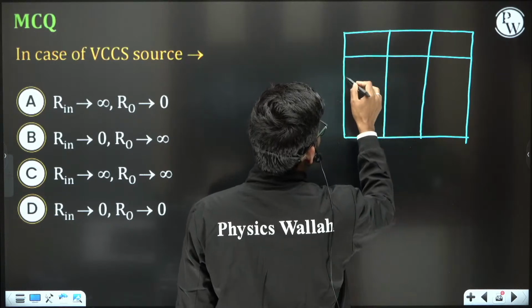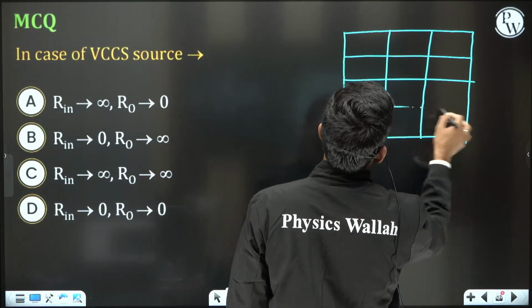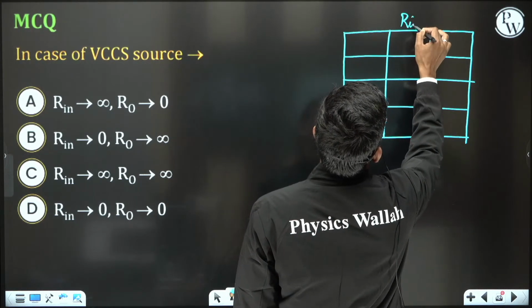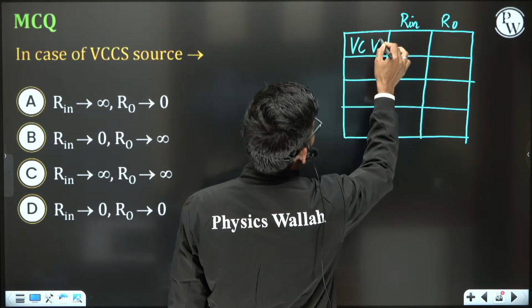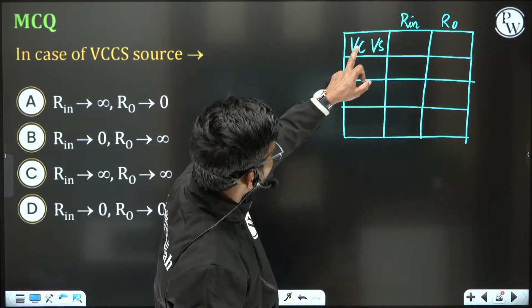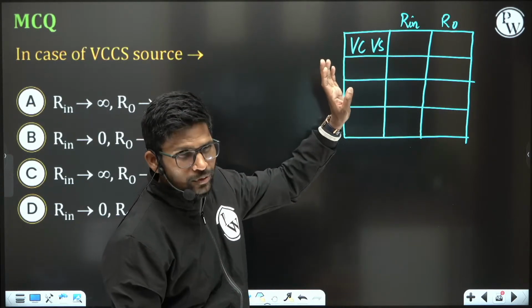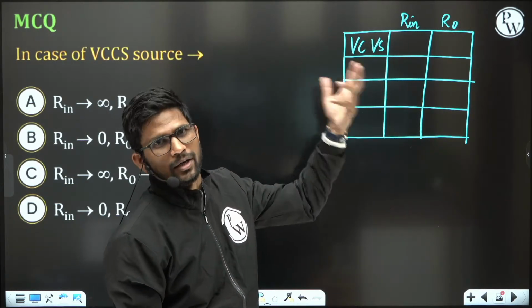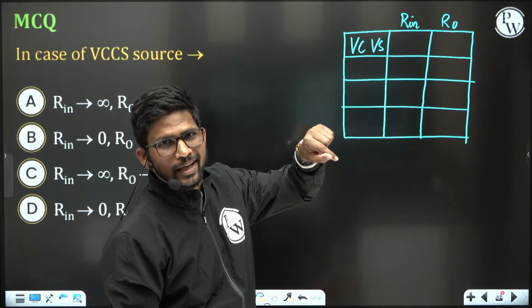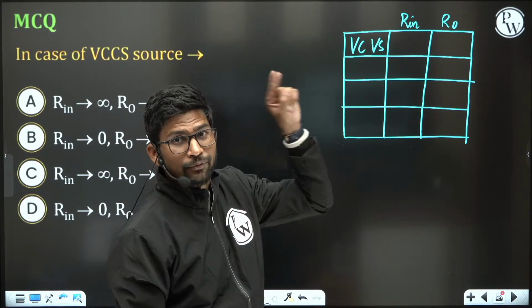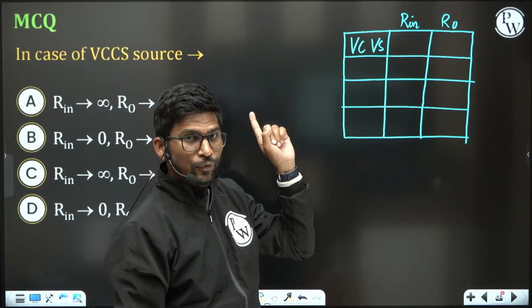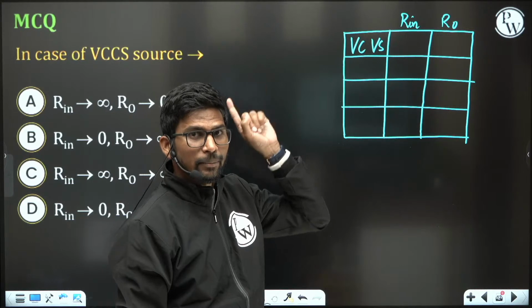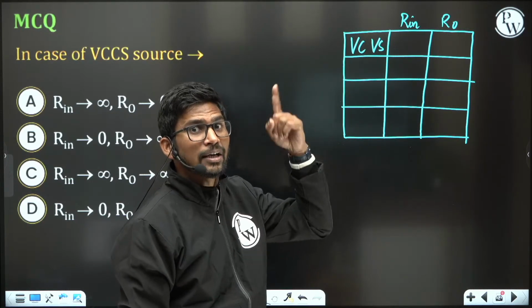ये कौन सा सोर्स है और Rin और R0, या Rin है R0 नॉट। तो वोल्टेज कंट्रोल्ड वोल्टेज सोर्स। Always remember on input side either voltage control or current control. If voltage controlled is there, then input resistance will be infinity, and if current controlled is there, in case of VC, Rin will be infinity. In case of CC, Rin will be 0.